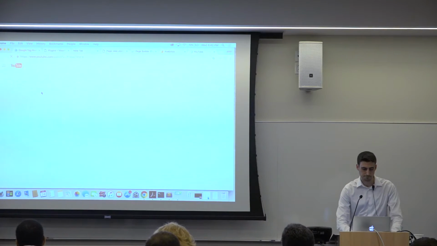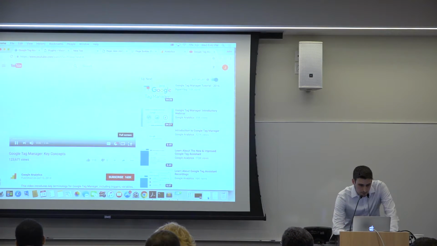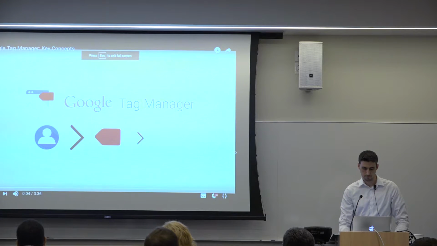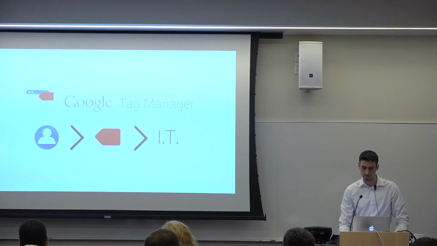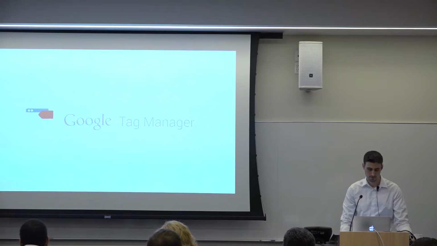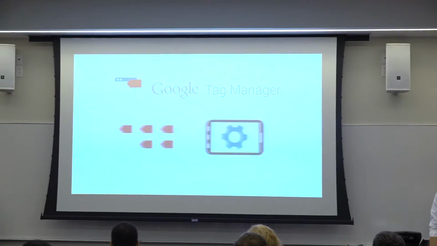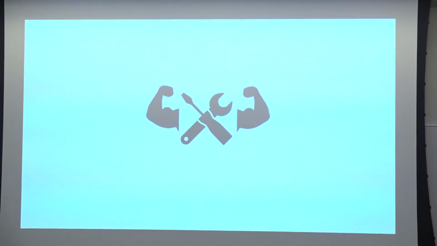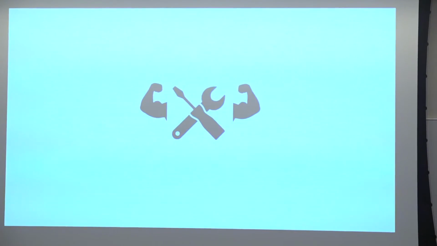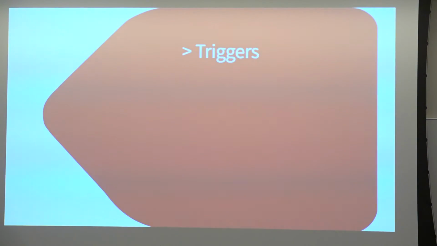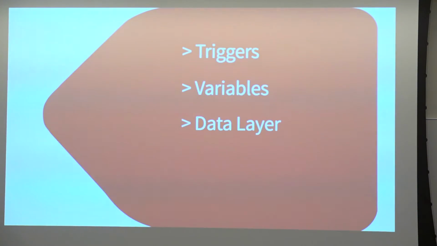So essentially, Google Tag Manager has tools for marketers to deploy tags while helping IT keep things safe and stable. This video is an introduction to the basic concepts that marketers will use. Google Tag Manager helps you manage how tags are deployed on your website or mobile app. Google Tag Manager gives you a powerful set of tools to control how these tags are fired and how your tag data is handled using triggers, variables, and the data layer.